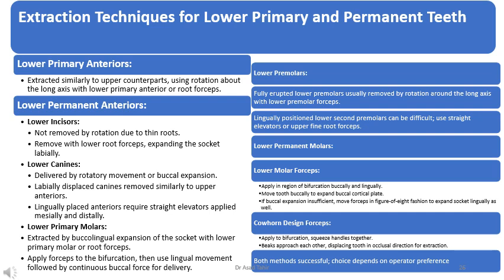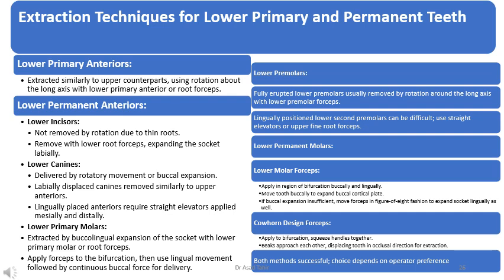Lower permanent molars, lower molar forceps. Place the beaks in the region of the bifurcation buccally and lingually. Move the tooth buccally to expand the buccal cortical plate. If buccal expansion is insufficient, move the forceps in a figure of 8 fashion to expand the socket lingually as well.